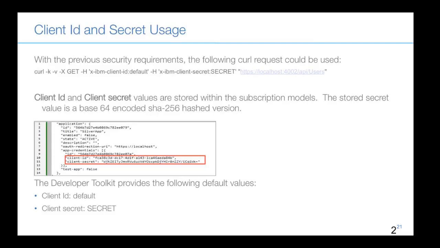And the actual client ID and client secret values, they're stored in the subscription models. The secret is stored in a base 64 encoded SHA-256 hashed version. You can see in the red block there what a client ID and client secret actually look like. And the developer toolkit, by default, gives the values of the ID of default, and secret is SECRET in all caps. And that corresponds to the curl command up at the top.